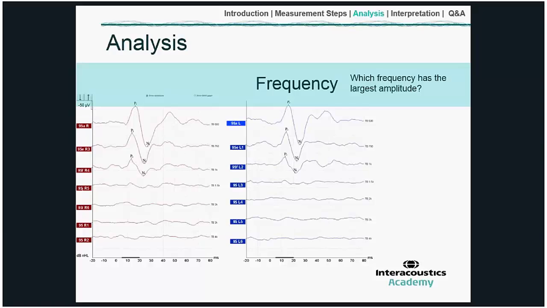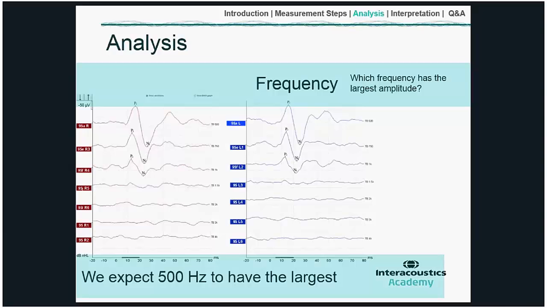Lastly, what we can do is to actually look at frequency. So what we're doing with frequency is this is 500, 750, 1000 Hertz, 1500, 2000, 3000, 4000. And what you can see is that as the frequency increases from 500 Hertz, the VEMP response gets smaller and then eventually vanishes. And again, we want to look at what frequency has the largest amplitude. We expect 500 Hertz to have the largest amplitude. Sometimes in older individuals that frequency shifts, but typically we're expecting 500 Hertz to have the largest.